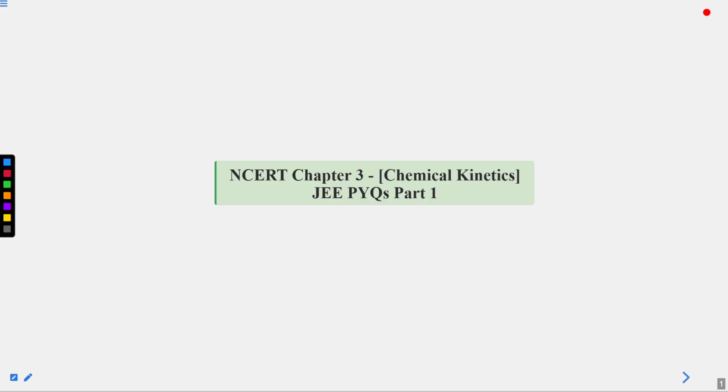As you all know, today we are going to cover the JEE PYQs from the chapter Chemical Kinetics. The questions that have been asked in the JEE examination in previous years, some of them we are going to discuss today. So, let's start our topic, that is NCERT chapter 3 Chemical Kinetics JEE PYQs part 1.